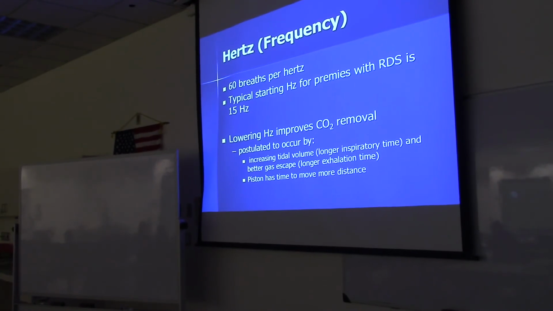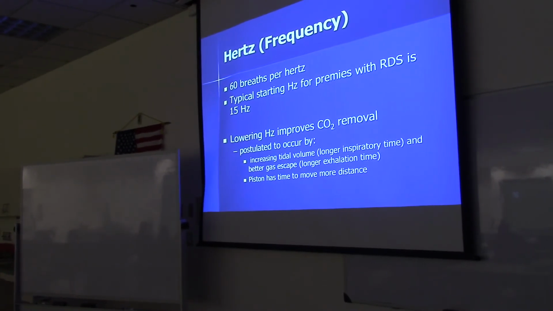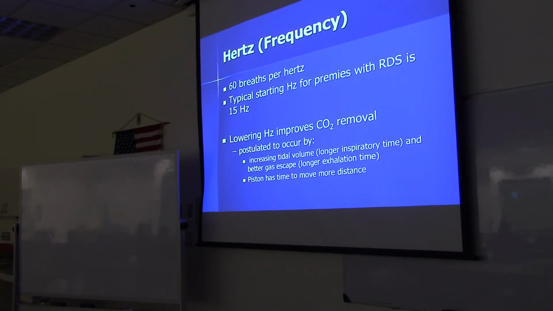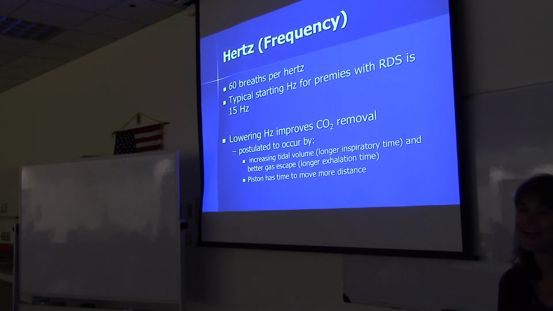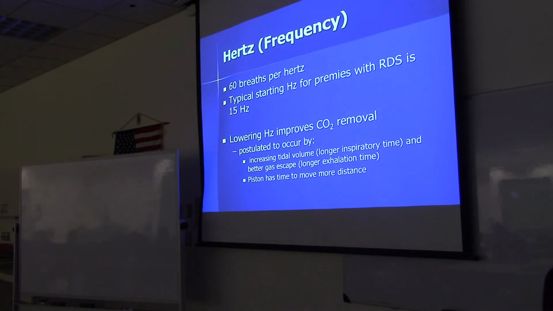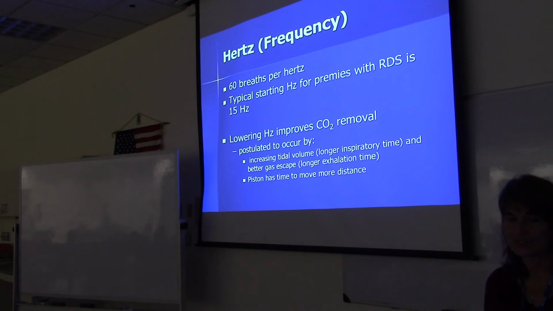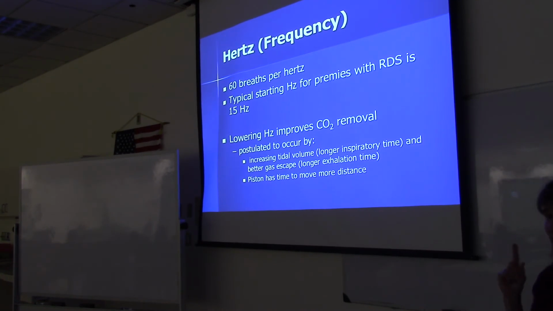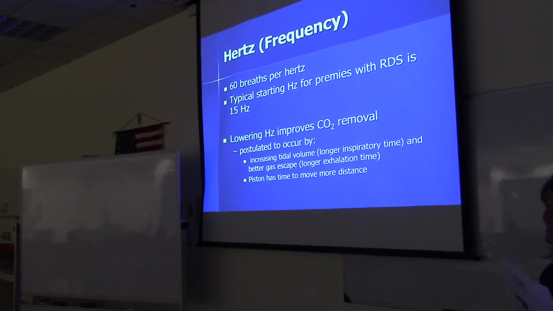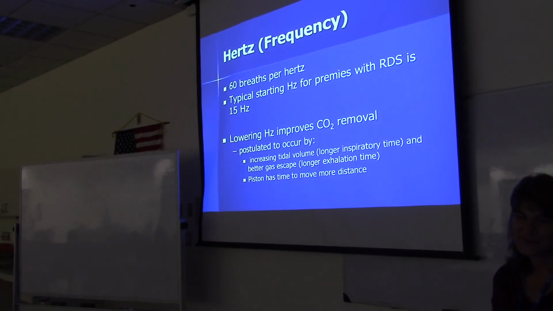Something else that's different about settings for oscillation is you don't set a respiratory rate, but you set Hertz. And for every 1 Hertz, you get 60 breaths. What? So a typical starting Hertz for premature neonates with RDS is 15 Hertz. So what is the respiratory rate? If you're setting 15 Hertz and every Hertz gives you 60 breaths. 900. Yeah, you're giving them 900 breaths per minute. Isn't that crazy? Unheard of.